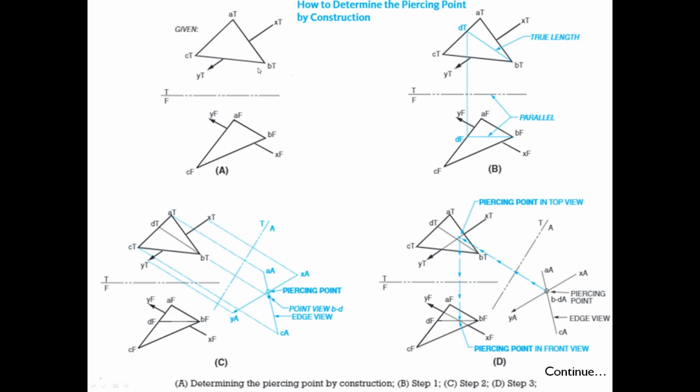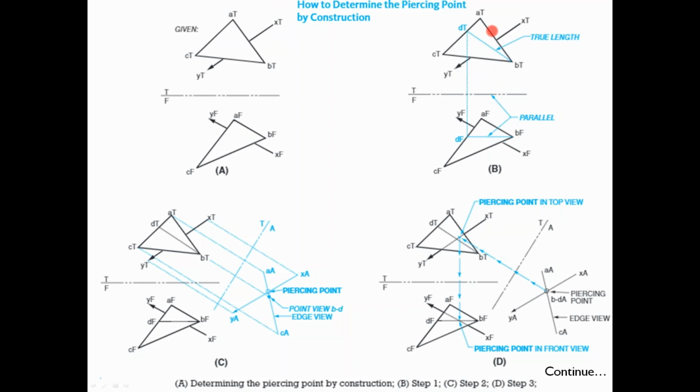If you look at this, given the top view and the front view, and given this arrow here and this arrow here, the same arrow, XY. Now you want to determine where the piercing point is. So first, you want to get the true length. And why do I know this is your true length? Again, whenever this line is parallel to this line, your projected line would be your true length of the line.